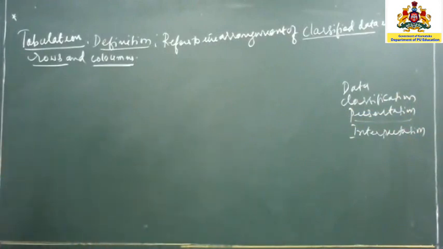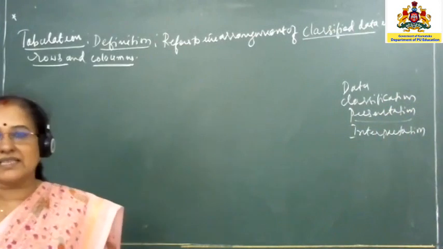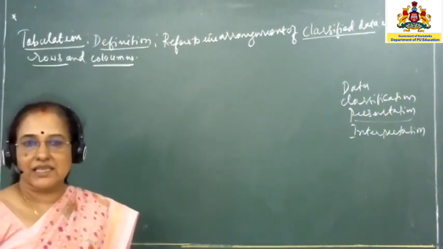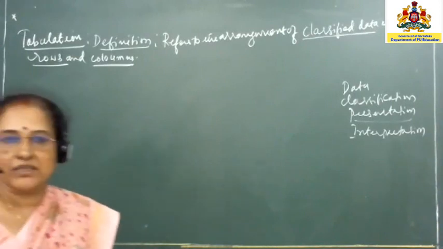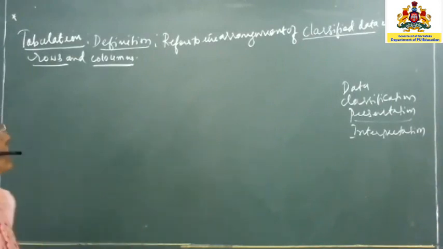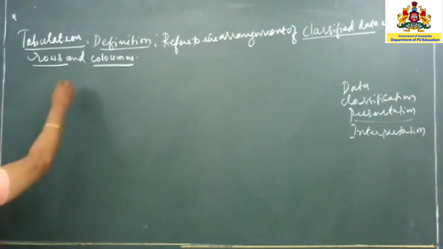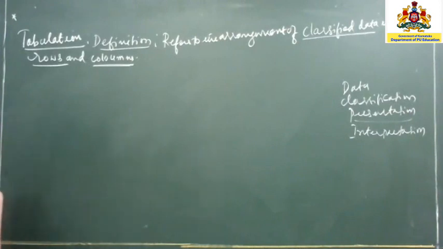Now, whenever you have a classified data, obviously there will be certain characteristics. Based on the characteristics, we will be writing this information in the form of a table. That is nothing but your tabulation. First of all, you must have a classified data. Now, suppose there is only one characteristic, and you are able to represent it by means of a table, that table is called a simple table.